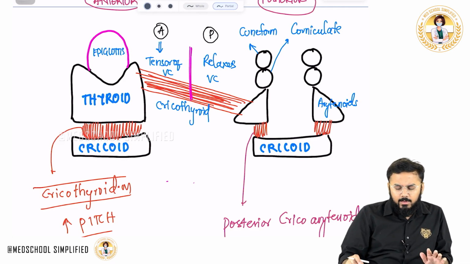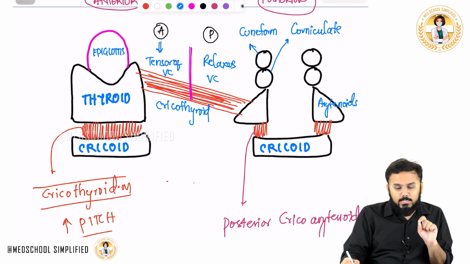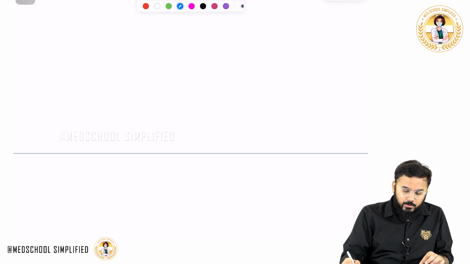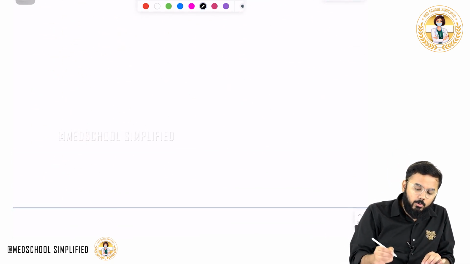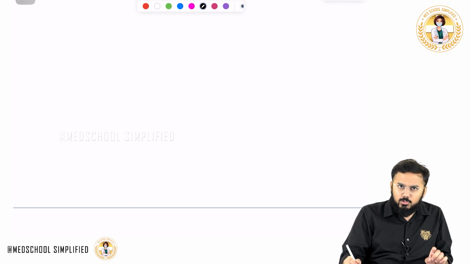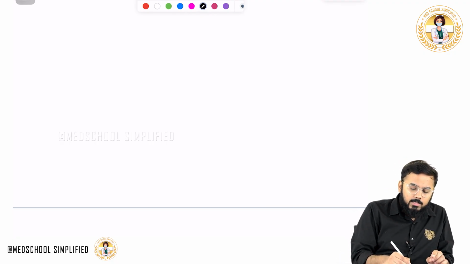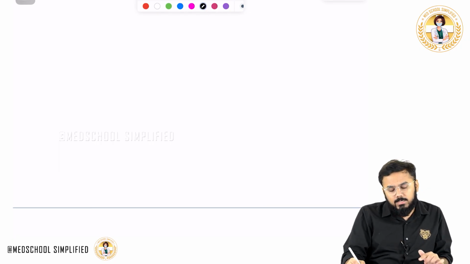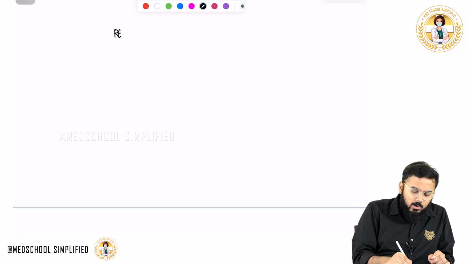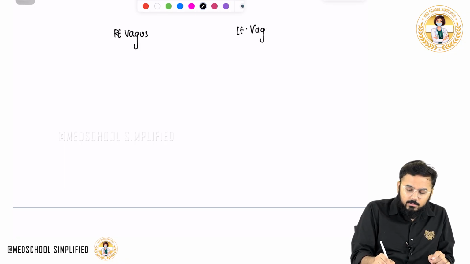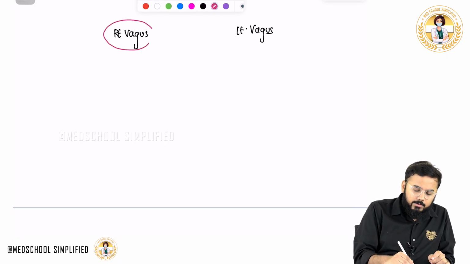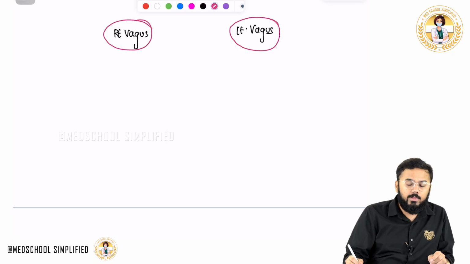Okay, right. Now after discussing the muscles, let us discuss what is the nerve that is innervating these muscles. Before I completely go into details of the muscles, one small introduction I want to give you: the muscles of the larynx are supplied by your vagus nerve. So here we have the right vagus nerve, and here we have the left vagus nerve.